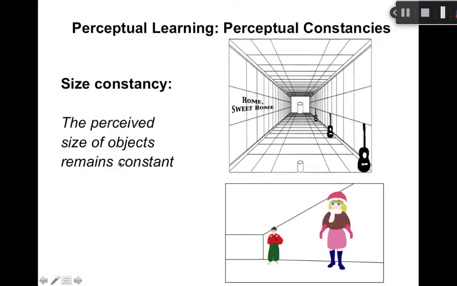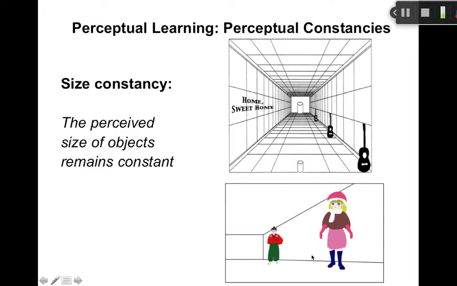All right, so how we process information affects our perceptual hypotheses. Learning experiences that we've had also affect our perceptual hypotheses, that is, our ability to form accurate renderings of the world out there. So some of these perceptual constancies we've acquired through our experience in the world. So size constancy is one of these. That is, the perceived size of objects remains constant.